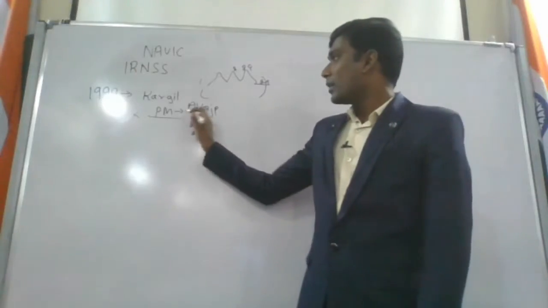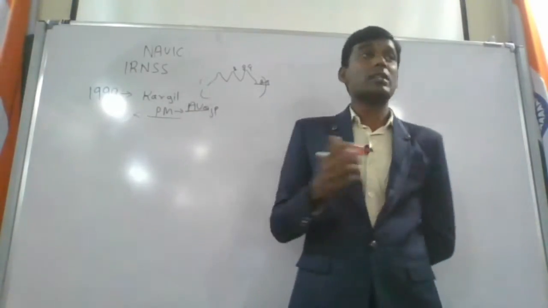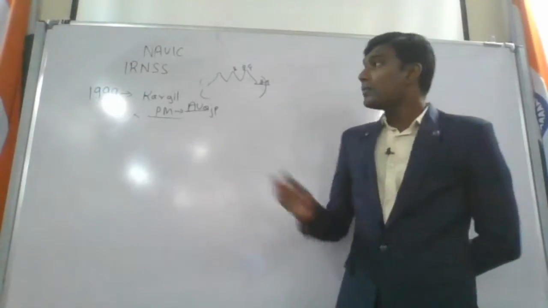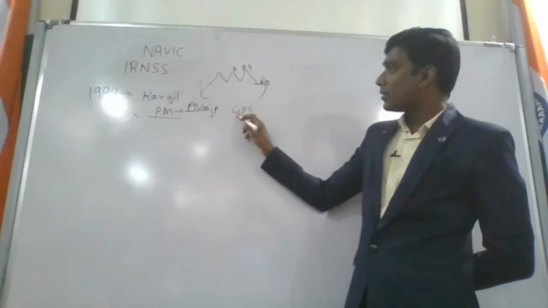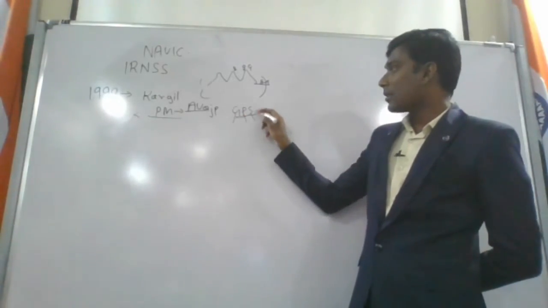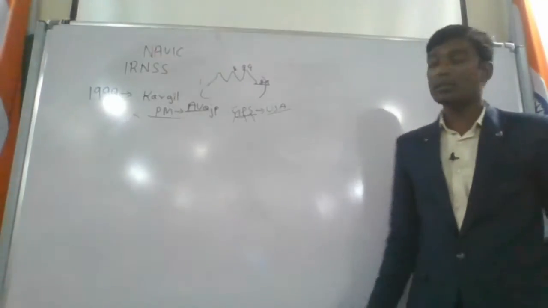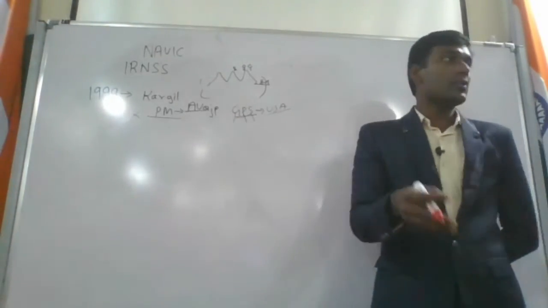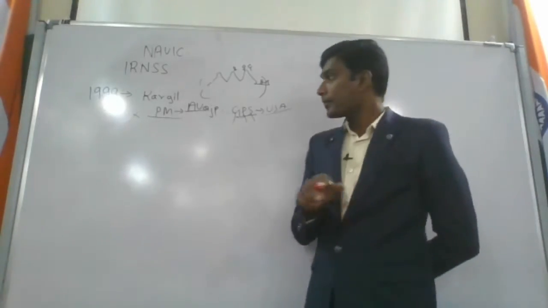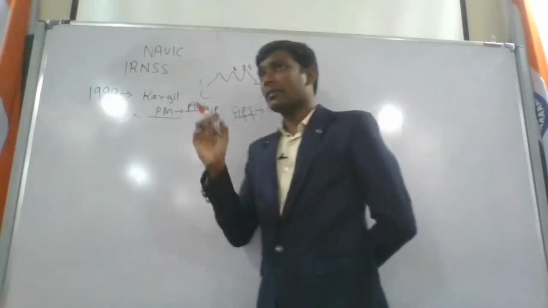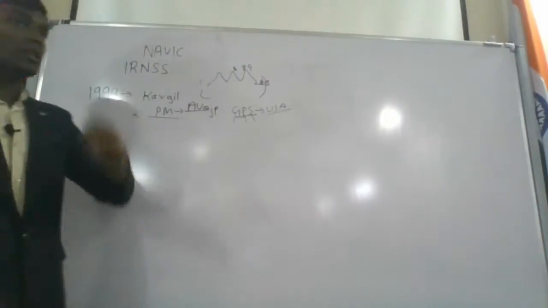Now after this, Prime Minister Atal Bihari Vajpayee decided that by 2000, within 10 years, India would have its own GPS system. GPS stands for Global Positioning System. This belongs to the USA, and this is what you are using in your mobile phone now. Now the government decided that within 10 years, we should have our own indigenous navigation system.